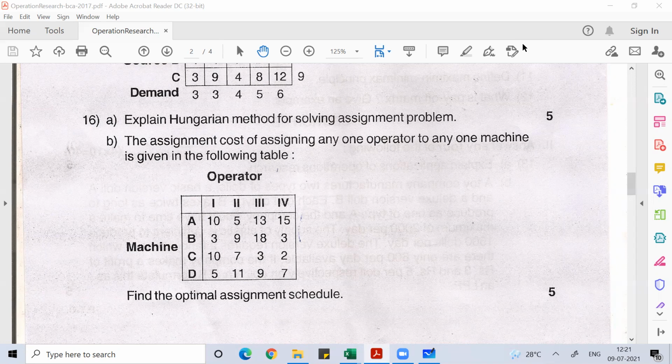So you can write: Hungarian method is an approach to solve assignment problem. According to the Hungarian method, we look into the following two parameters first. The first parameter is that the objective function should be minimization. And the second parameter to solve the Hungarian problem is that the matrix should be a square matrix. So once these two parameters are fulfilled, then we start solving the problem. So consider the problem like this.